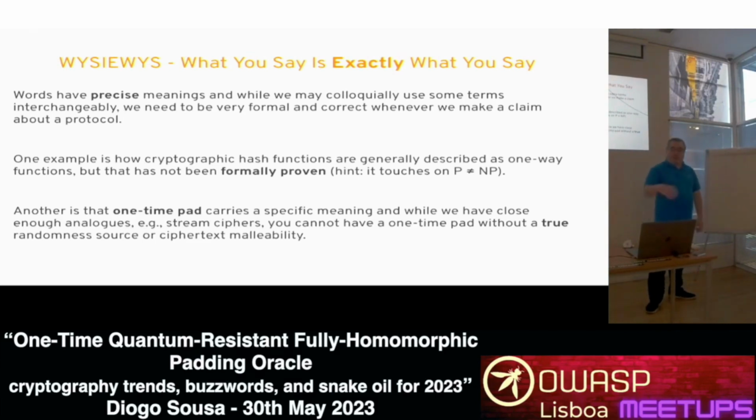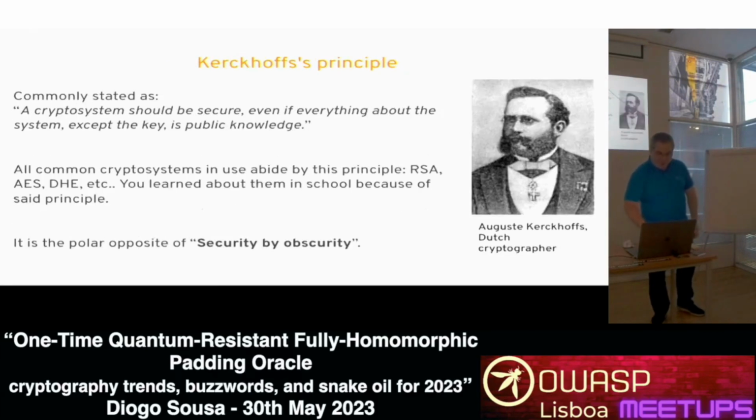The other one is the one-time pad, which is in the title of my talk. The one-time pad carries a very specific meaning. While we have close enough analogs, for example stream ciphers, you cannot have a one-time pad without all of those specifications. It has a very precise meaning, such as being the randomness source or the fact that the ciphertext it produces is malleable. Basically, when you are putting something down on paper, you have to be very, very precise when talking about cryptography.